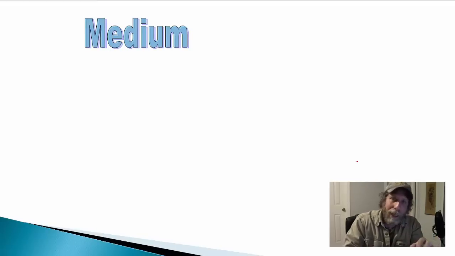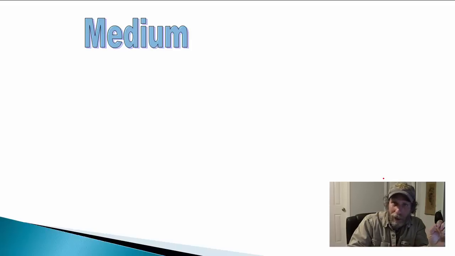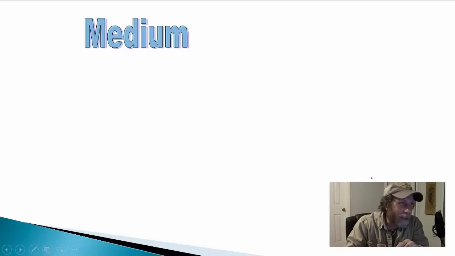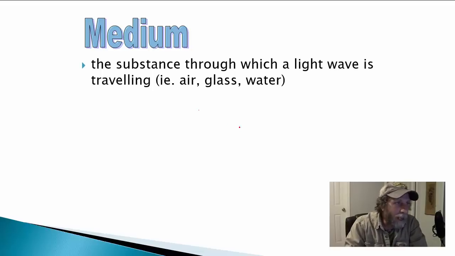The first term we want to look at is the term called medium. And when we say medium, we're not distinguishing between small fries or large fries or medium fries or soft drinks or something like that. The medium is the substance that the light is traveling through. So for example, the substance through which a light wave is traveling is called a medium.